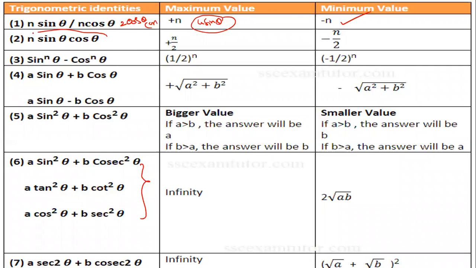Dear students, this is the product: n sin theta into cos theta. What is the maximum? n by 2. Minimum is minus n by 2. Sin power n theta minus cos power n theta, best example, dear students: what is the value of sin square theta minus cos square theta? What is the maximum? What is the minimum? This is the answer: 1 by 2 power n or minus 2, 1 minus 1 by 2 power n.